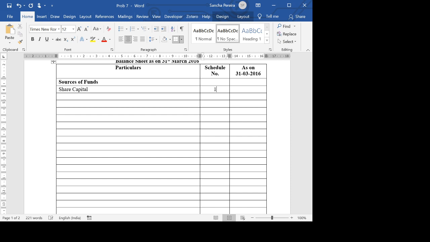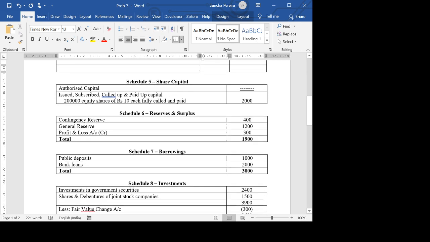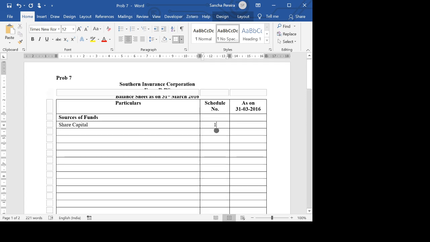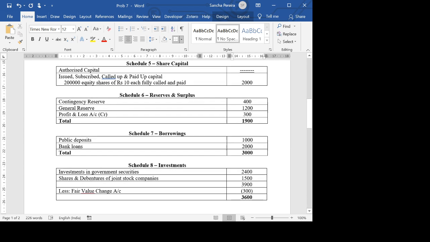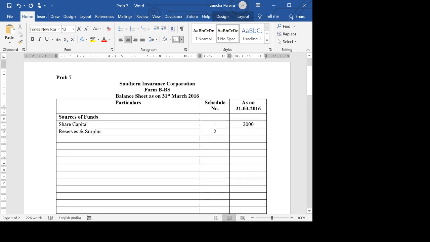Okay. So if your share capital is 1, the amount of share capital, if you check, is 2000. Then we have reserves and surplus. The amount of reserves and surplus is 1900.